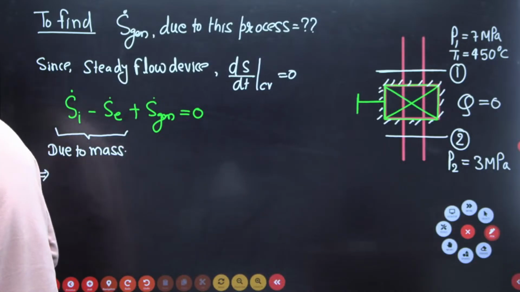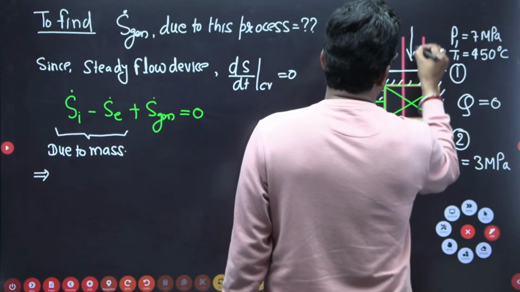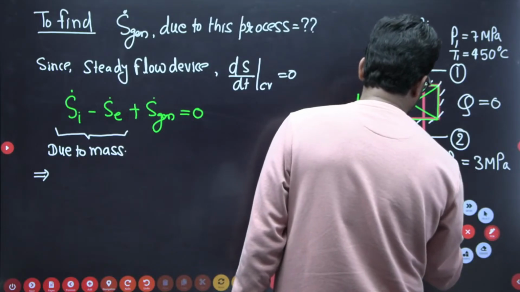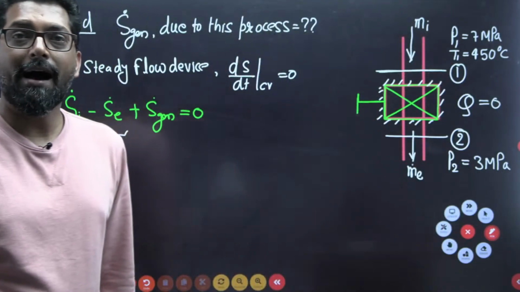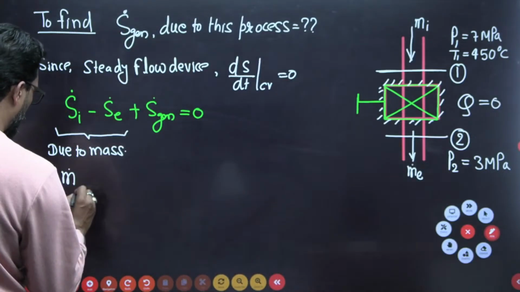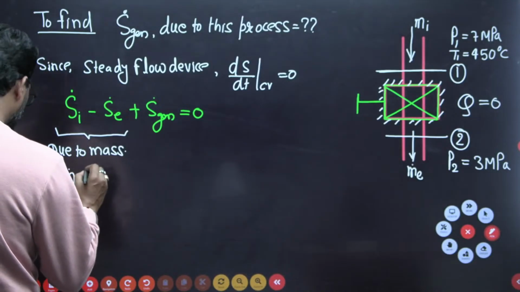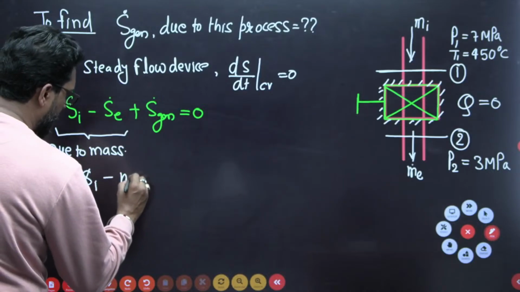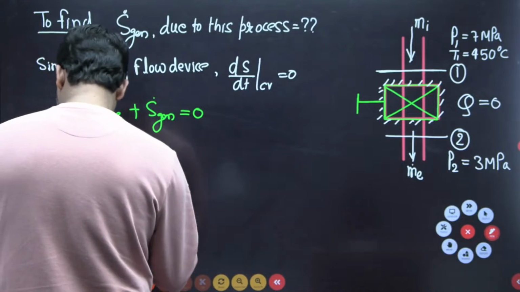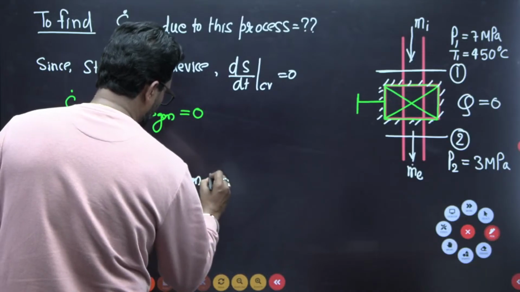Mass in is Mi, and mass exit is Me. If this is a steady flow, Mi is equal to Me. That means the same mass. The rate of entropy in, m dot times S inlet, minus m dot times S exit, plus S generation, is equal to 0.